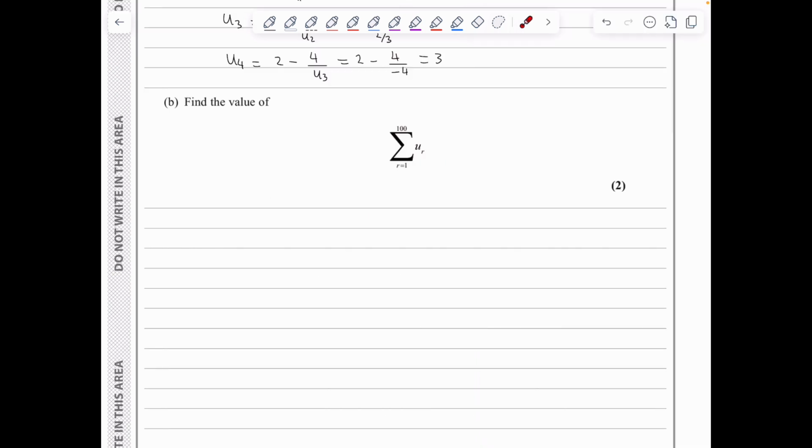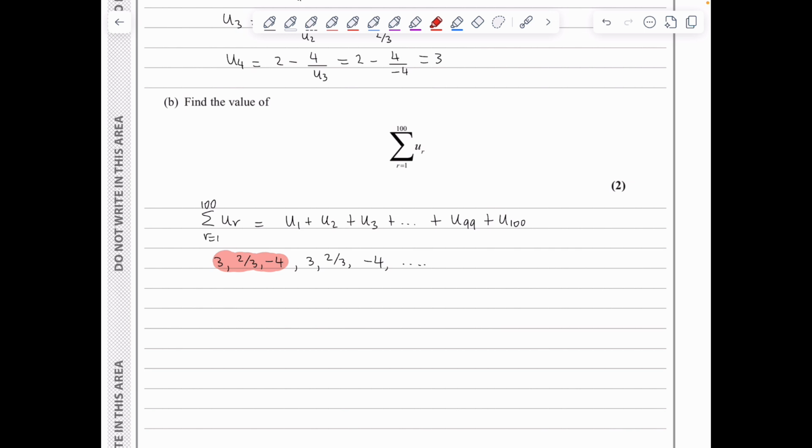Moving on to part b, we need to evaluate this sum. So we're looking at the sum of ur from r equals 1 up to 100. So this is pretty much u1 plus u2 plus u3 plus dot dot dot up to u99 and then u100. We have observed from part a that the sequence goes 3, 2 over 3, negative 4, and then again 3, 2 over 3, negative 4, dot dot dot. So we are looking at a periodic sequence of order 3, so every 3 terms it repeats itself.